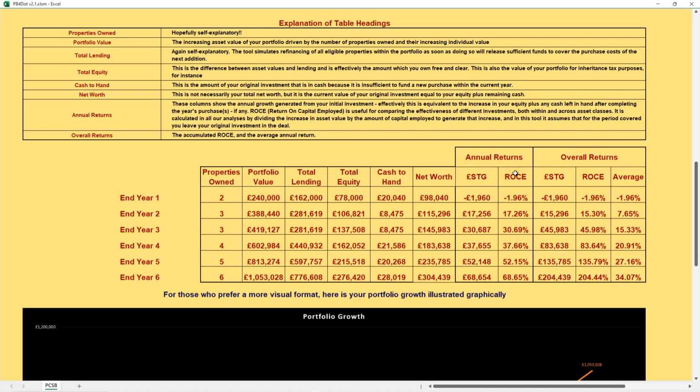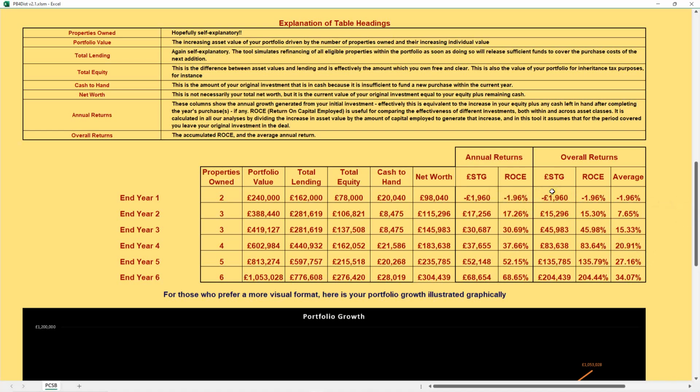And ROCE is those returns expressed as a percentage of your stake, if you like, the original money which you put in. In the annual returns, it's done on an annual basis. So in this example, in year 4, your original £100,000, which you've still got in the deal while you're building your portfolio, has returned you 37.66% in year 4.